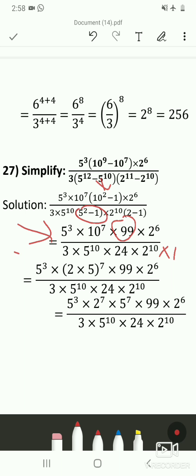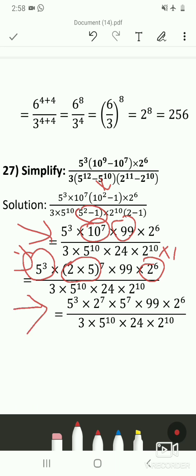In the next step, here this term 10 raised to 7 can be written as (2 into 5) whole raised to 7. So 10 is written as 2 into 5. So why have we written 2 into 5? It is because you can see there is a base 5 over here, also the base 2. So using this step it will be easy for you to simplify the given problem. So in this step we have written 10 as 2 into 5.